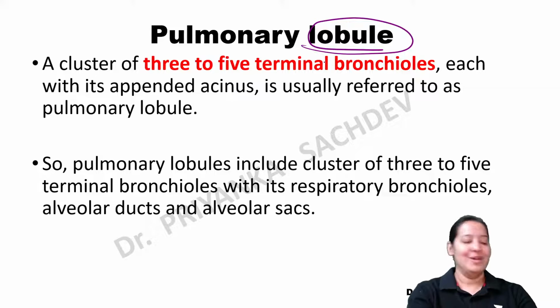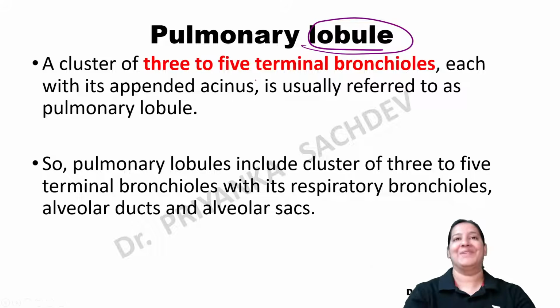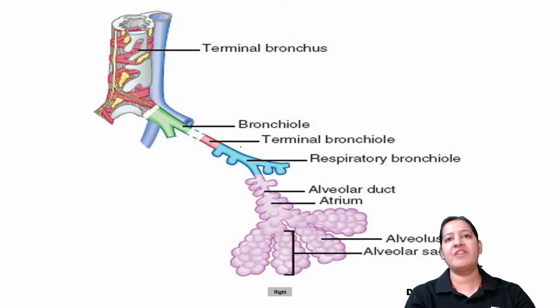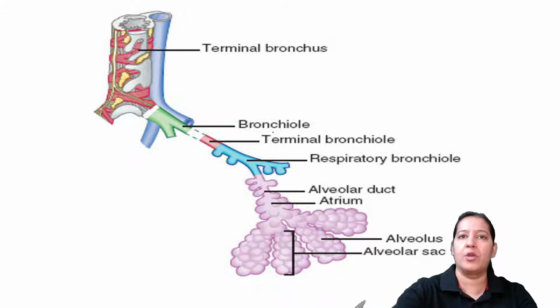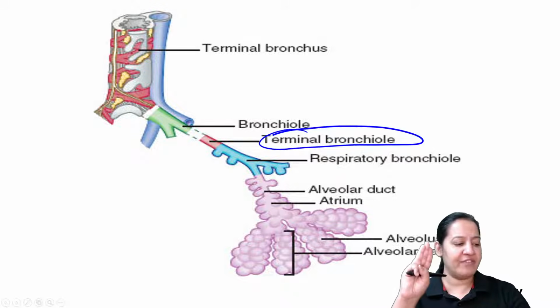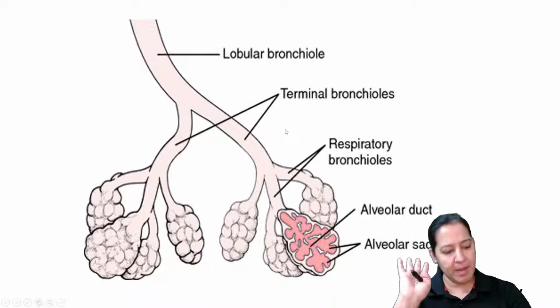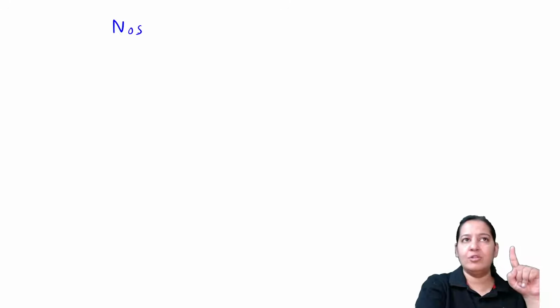I have told you the complete distribution. Do you know it? Yes or no? If you don't know, write it down. Okay, I will tell you. Take 3 to 5 terminal bronchioles. Can you see? This is a terminal bronchiole. Primary, secondary, tertiary, and after that there is the terminal bronchiole. This is the diagram. I will also draw it for you. Let me tell you the complete tree again.